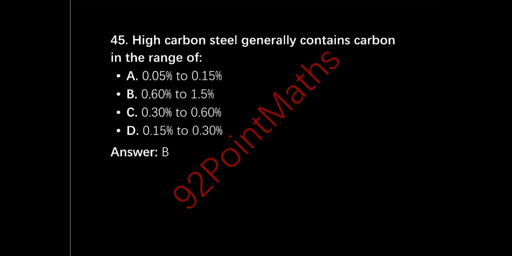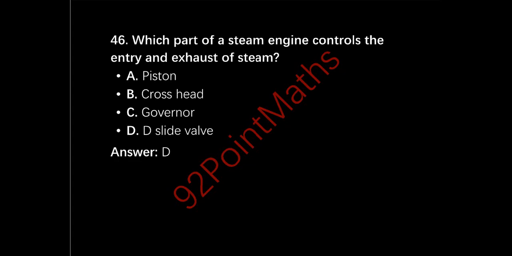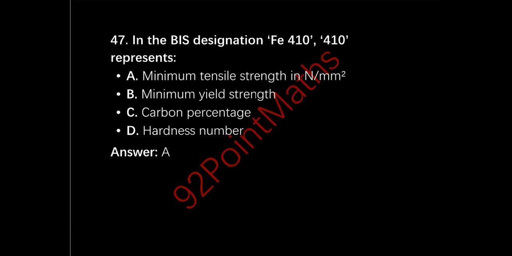High carbon steel generally contains carbon in the range of option B, 0.60% to 1.5%. Which part of a steam engine controls the entry and exhaust of steam? Option D, slide valve. And the BIS designation Fe 410 represents option A, minimum tensile strength in Newton per millimeter square.